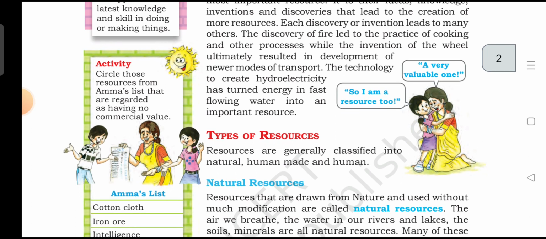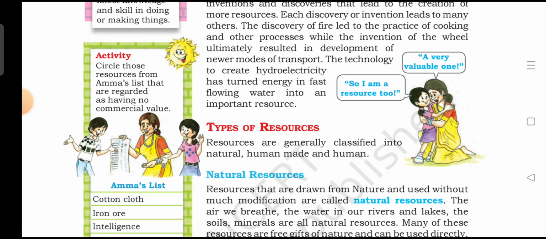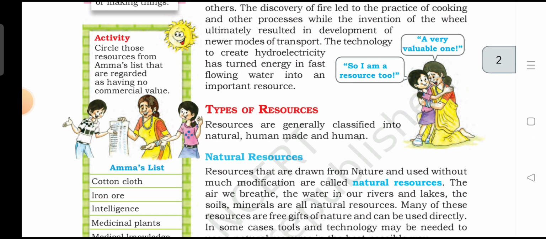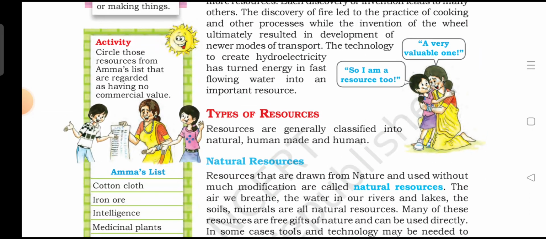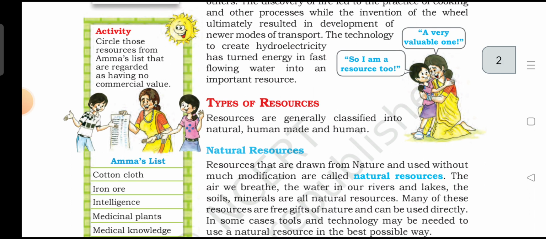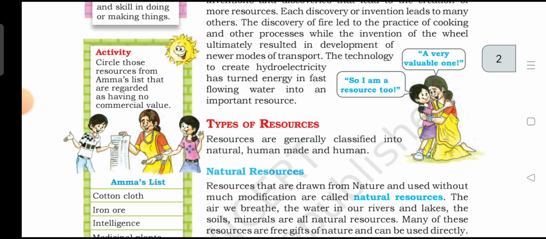Can you name why the name is written hydroelectricity? Because hydrosphere you have learned in class 7th, it is related to water, right? Surface which is water on the earth, that is hydrosphere, and that's why the name is hydroelectricity. Okay, it has turned the energy in fast flowing water into an important resource. Nowadays, who doesn't use hydroelectricity, right? So fast flowing water has turned into hydroelectricity. That is a very amazing fact, dear students.